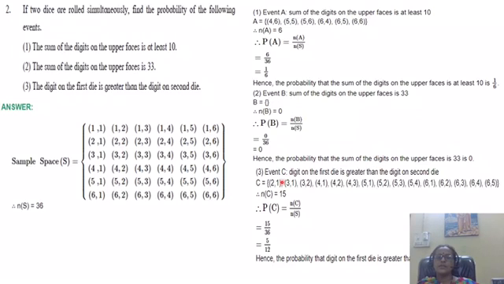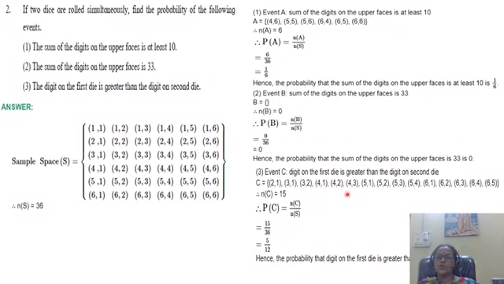C is the event that the digit on the first die is greater than the digit on the second die. So the digit on the first die is greater. Accordingly, here (2,1), (3,1), the first die digit is greater, (3,2), then (3,3) we don't want, (3,4) we don't want. We want the digit on the first die to be greater.